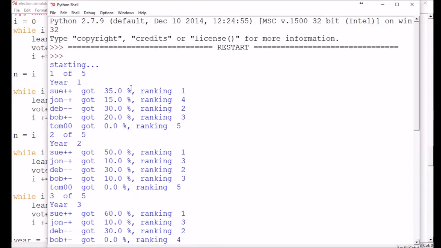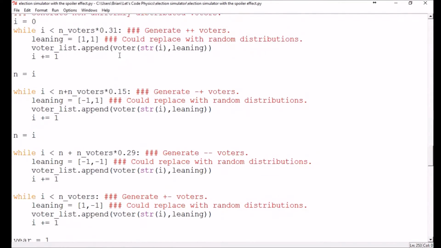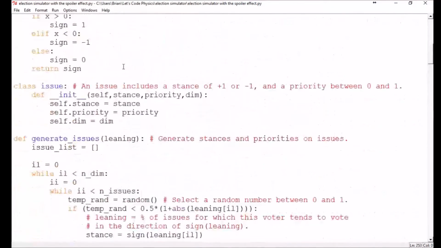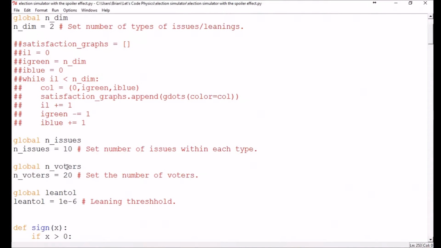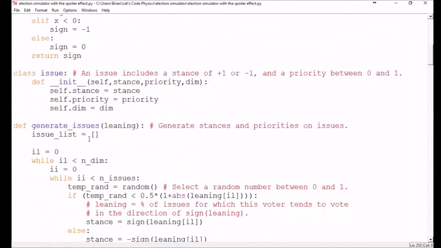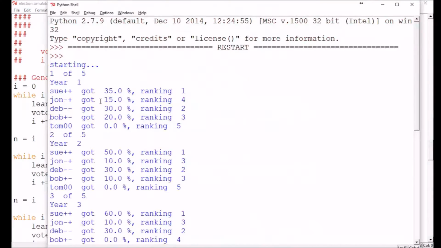Okay, not terribly surprising. Actually, a little bit surprising. How does Sue get 35% of the vote if she has 31% of the voters? Did I not set this up correctly? Hang on. What's my in-voters? Okay, my in-voters is 20. Okay, so that's not exactly breaking down. Yeah, so those numbers are not going to match exactly, just because there's not a nice even division of 20 into 31%.